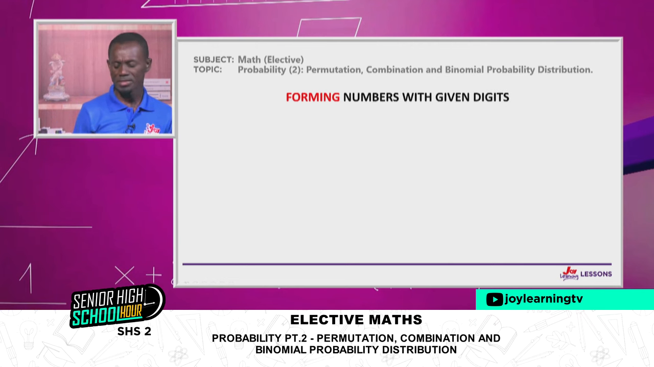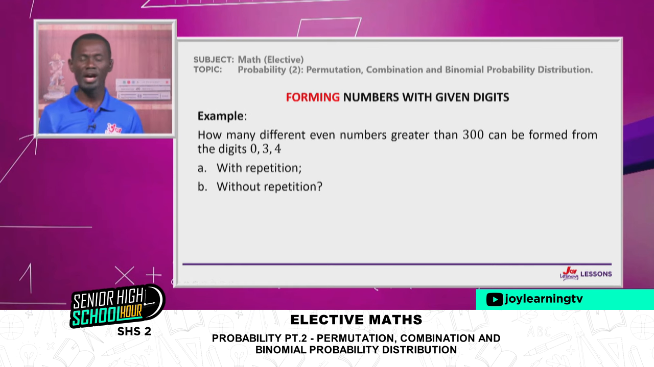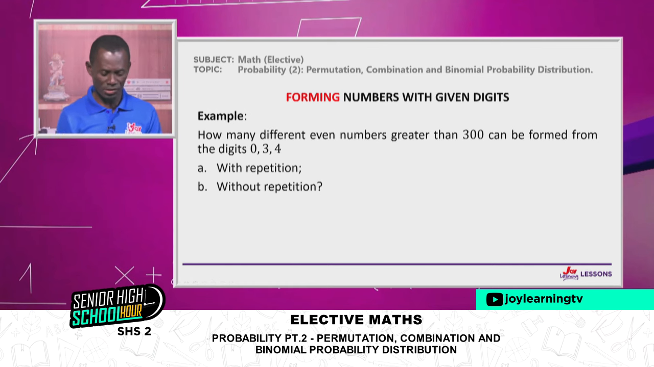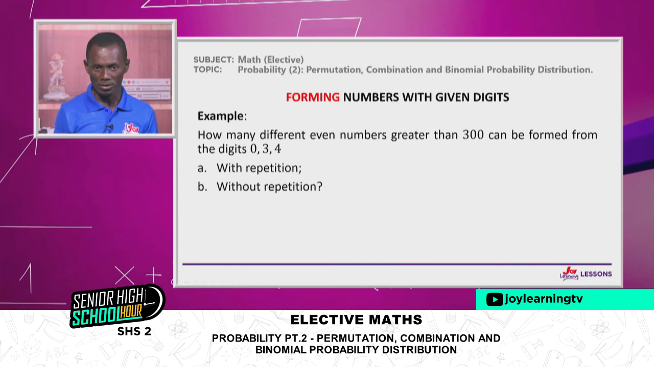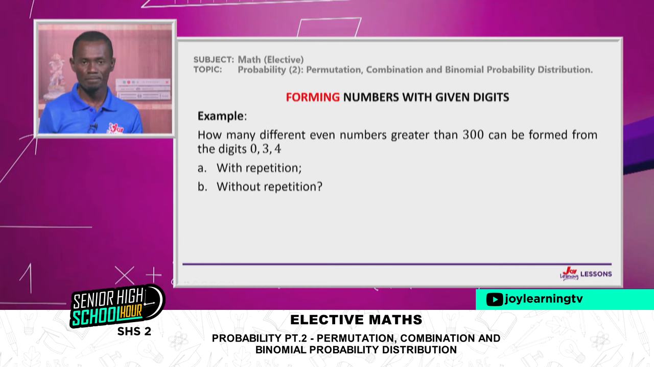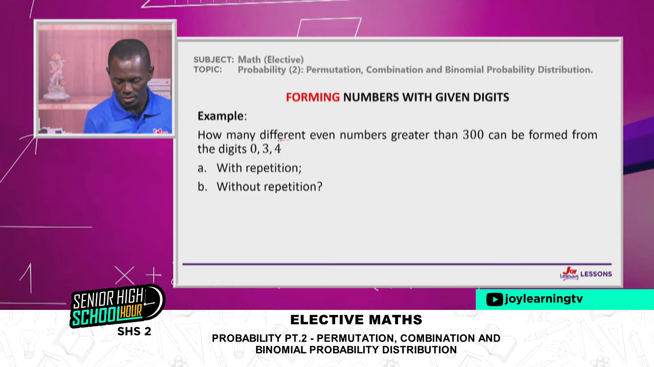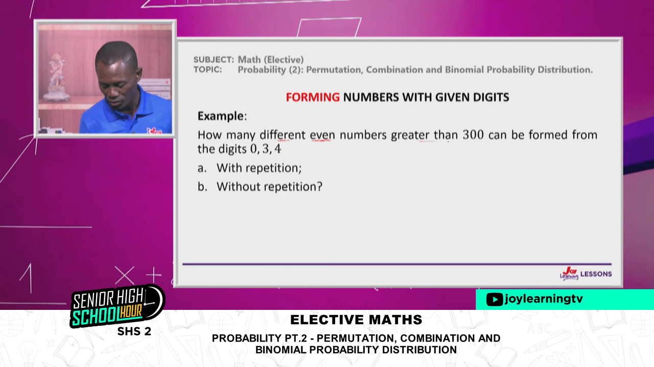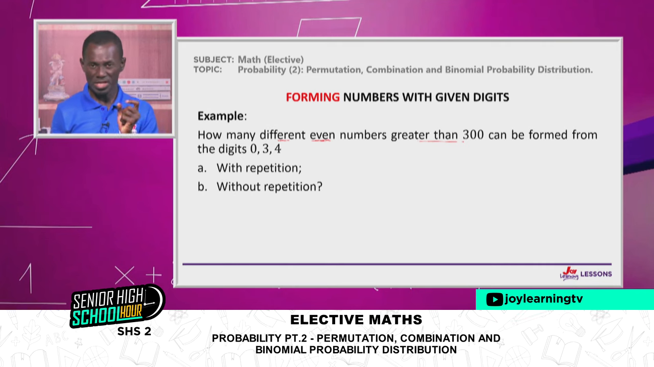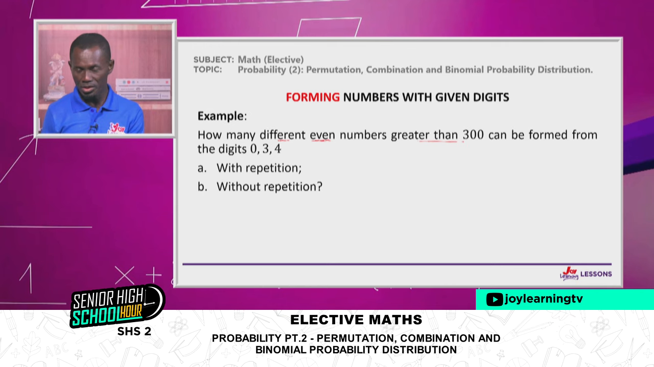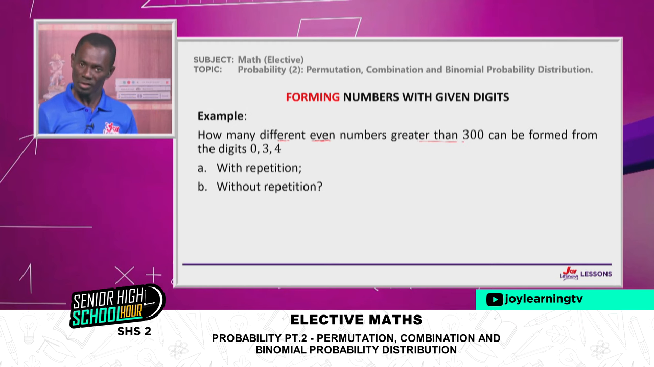All right, let's form numbers with digits. Now, this is another curious one where permutation comes alive. Now, we have the numbers 0, 3, and 4. And the question says, how many different even numbers greater than 300 can be formed from the digits 0, 3, and 4? These are the constraints. The numbers ought to be different, they ought to be even numbers, and they ought to be greater than 300. And the question says, how do we do it with repetition and without repetition?